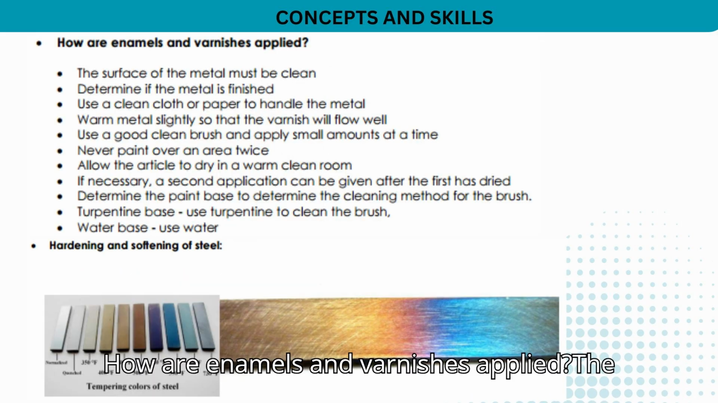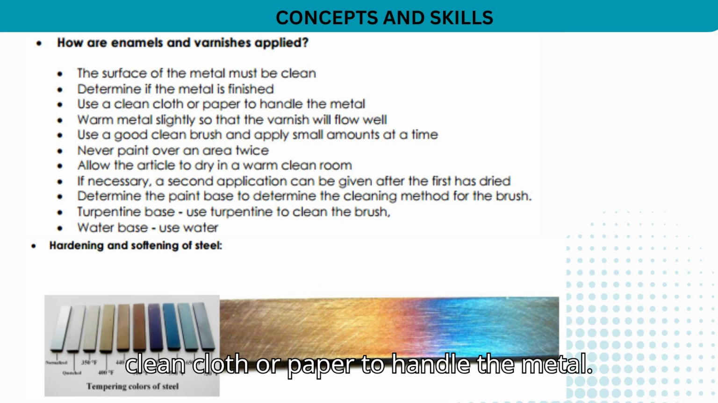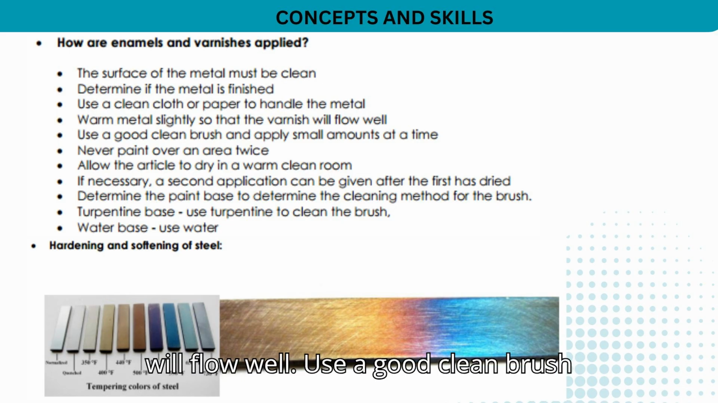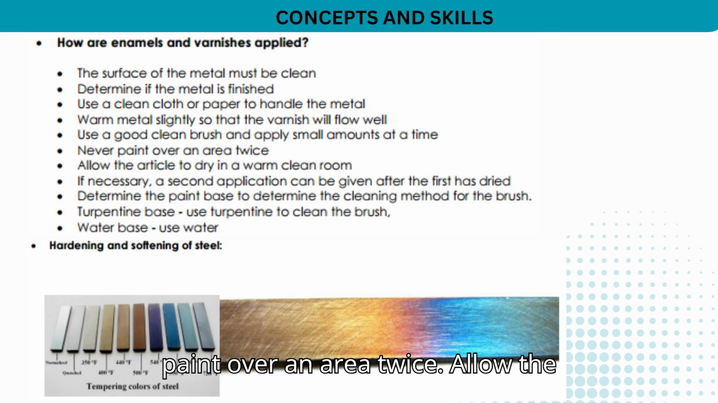How are enamels and varnishes applied? The surface of the metal must be clean. Determine if the metal is finished. Use a clean cloth or paper to handle the metal. Warm metal slightly so that the varnish will flow well. Use a good clean brush and apply small amounts at a time. Never paint over an area twice.